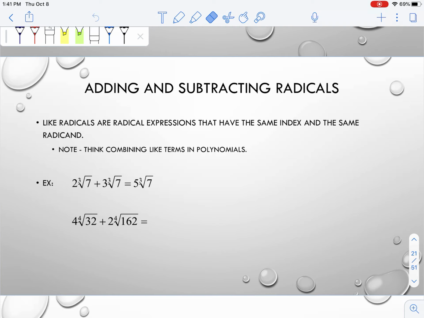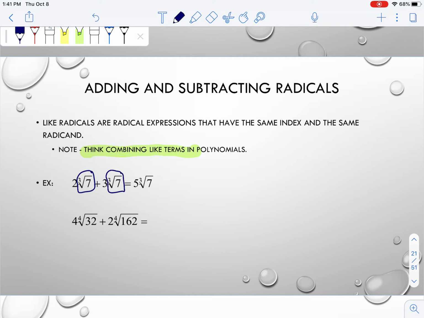Like radicals are radicals that have the same index. So you have to do square roots with square roots, cube roots with cube roots, etc., and the same radicand. So root 7s with other root 7s, root 2s with other root 2s. So you see here, our first example, we have 2 cube roots of 7 plus 3 cube roots of 7. So how many cube roots of 7 do you have? This is all alike, and that allows us to combine them. So 2 plus 3 is 5 cube roots of 7.